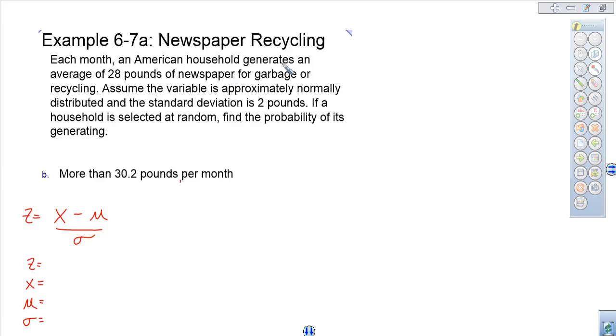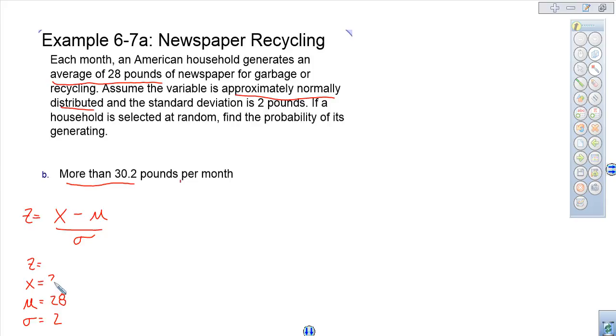Each month an American household generates an average of 28 pounds. So there's our average of newspaper for garbage or recycling. Assume the variable is approximately normally distributed. There's my statement that tells you that you can apply the rules. And has a standard deviation of 2 pounds. If a household is selected at random, find the probability of it generating more than 30.2 pounds of garbage.